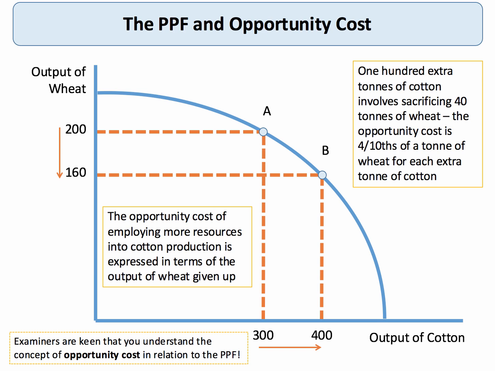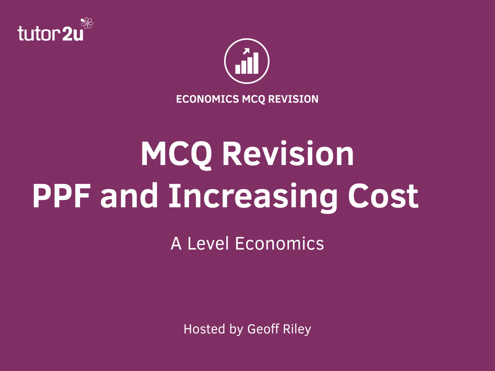And here's another good example using wheat and cotton. So a PPF drawn in that way shows increasing opportunity cost, in this case in terms of the output of wheat given up to get extra units of cotton. Examiners are really keen to understand the opportunity cost PPF relationship, and this question allows you to do it.